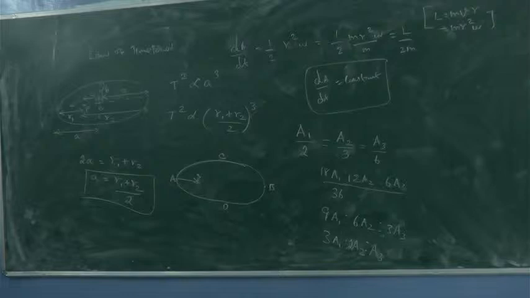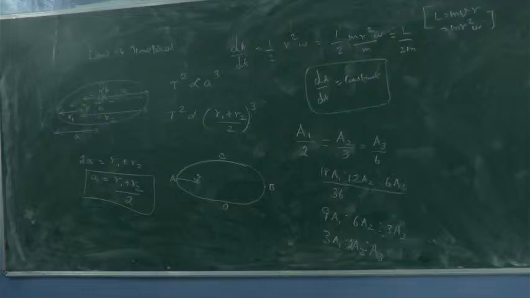Question number 10. The ratio of distance of two planets from the Sun is 1.38. So distance between the planet and the Sun. Here how many planets are taken? 2 planets. Okay, va? The ratio of their time period of revolution around the Sun.